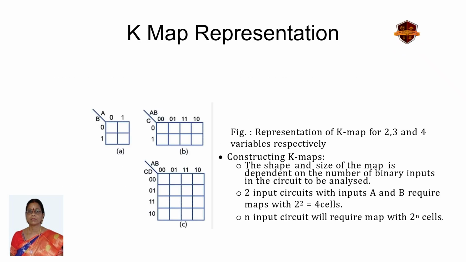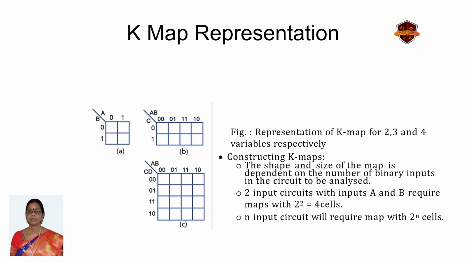Now we will discuss the K-map representation. Here it shows the K-map with 2 variables, the next figure is with 3 variables, and the next is with 4 variables. Figure A shows 2 variables, A and B, which has 4 squares, and figure B represents the 3 variable map, which has 8 squares, and figure C represents a function with 4 variables, in which we have totally 16 squares. So the representation of K-map for 2, 3 and 4 variables respectively is shown in the figure.